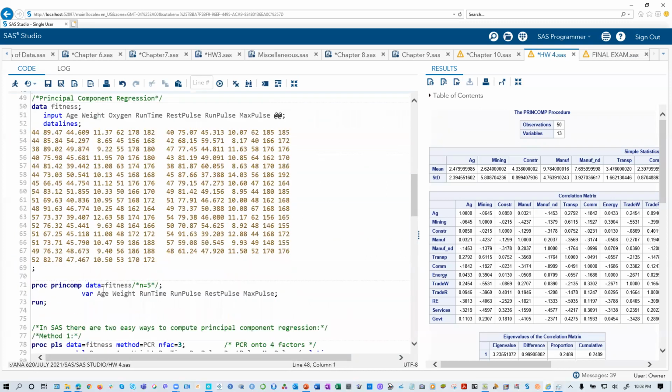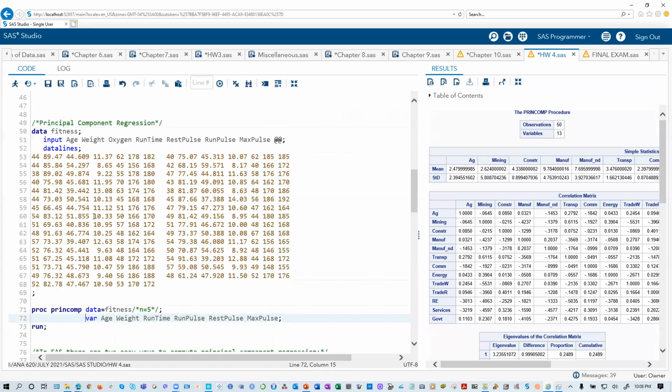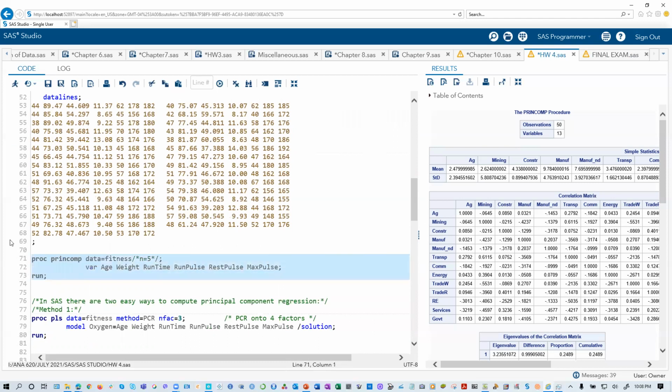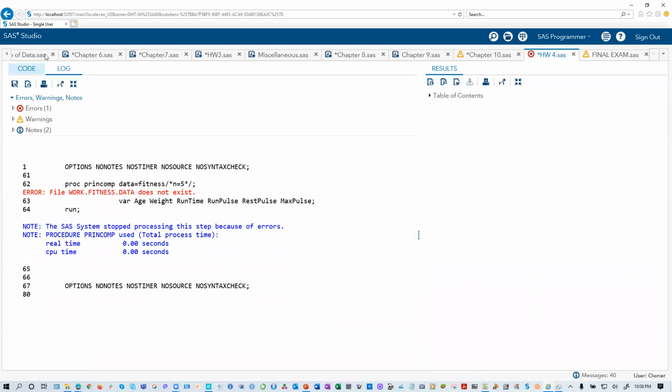See, printcom. See, here data has been given. That data is fitness data, with age, weight, oxygen, runtime, response, run false. If you want this data, see, principal component, see, fitness. This one you run, principal component analysis you can run. Okay, let's get the fitness data.